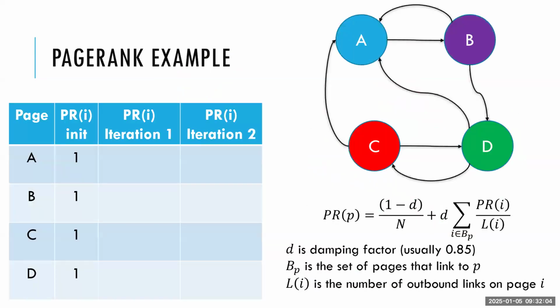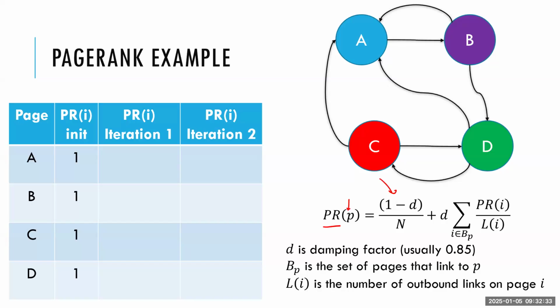And we usually have the equation for this. The PR, the PageRank score for page P, is equal to (1 minus D) over N, plus D times the sum of PR(i) divided by L(i). So what are all of these numbers? We start with the first number.